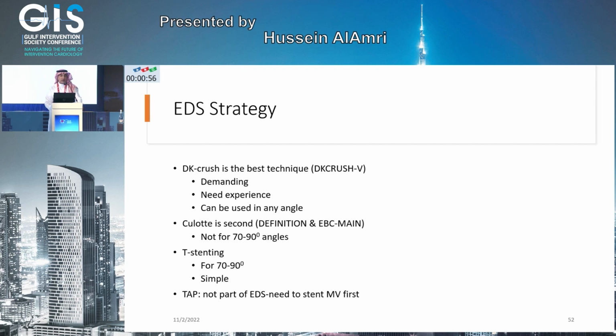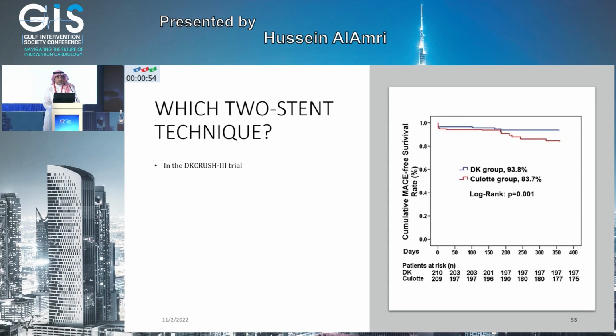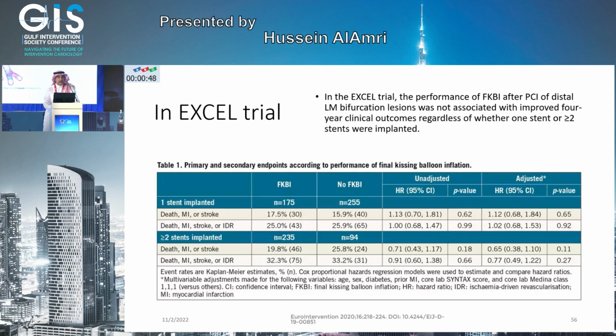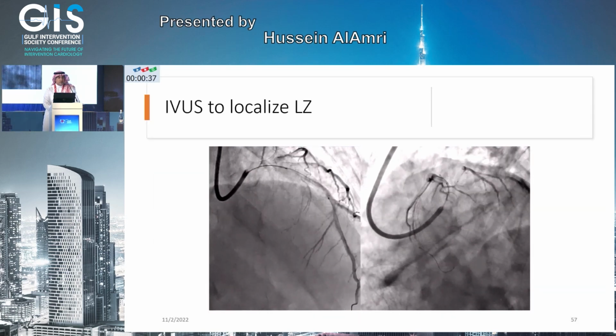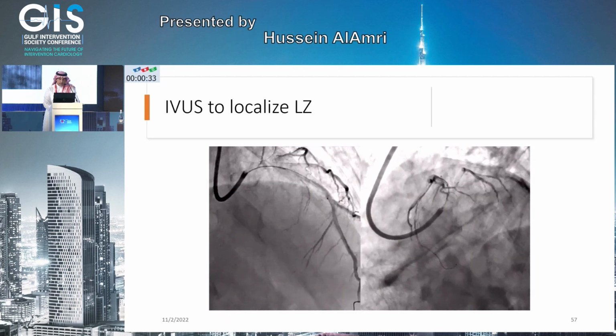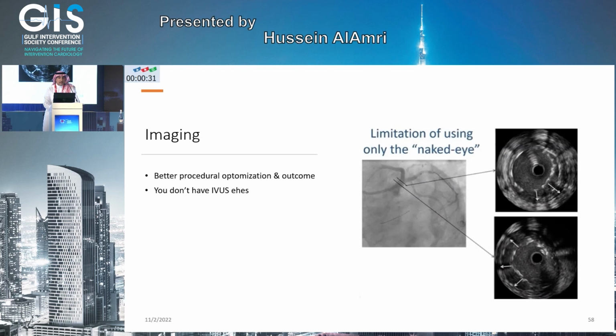Again, you have to plan your two-stent strategy from the beginning, and remember that in all studies, DK crush is the best technique. In EXCEL, final kissing is not beneficial, even with two-stent technique, while in all other studies, it's a must. Use IVUS to decide where your landing zone is, and always remember that your eye is not an IVUS.